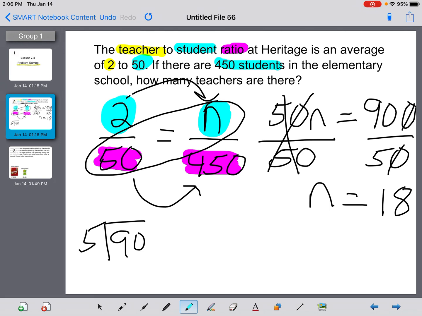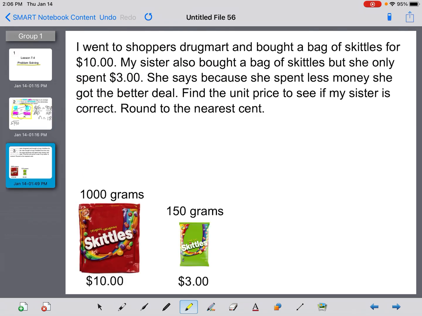So this is an example of solving a ratio question. The first 2 ones that you need to do on your own in your textbook are ratio questions. So I highly suggest that you set up your problem as a ratio in order to solve it. All right, this one's talking all about unit price.